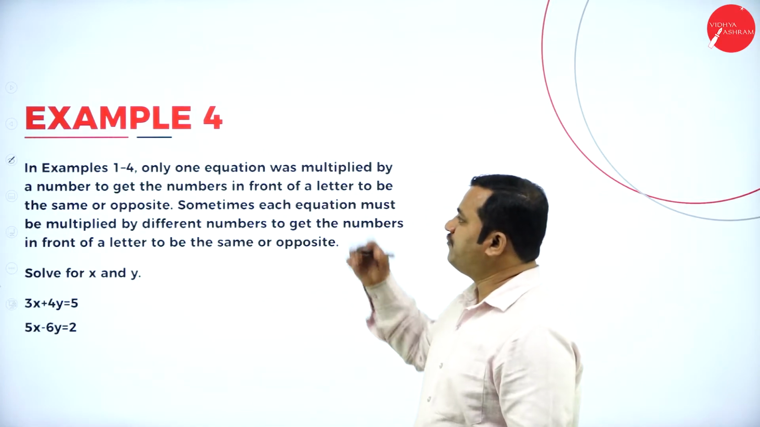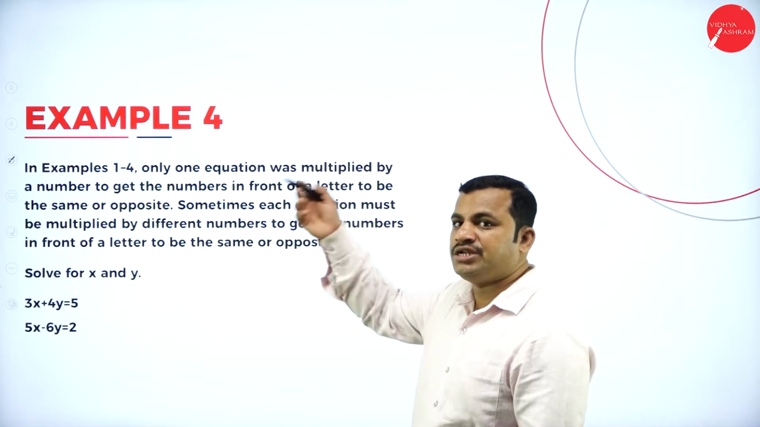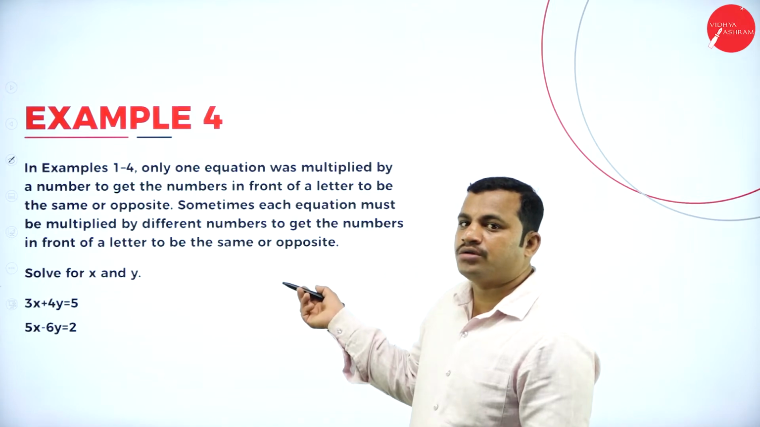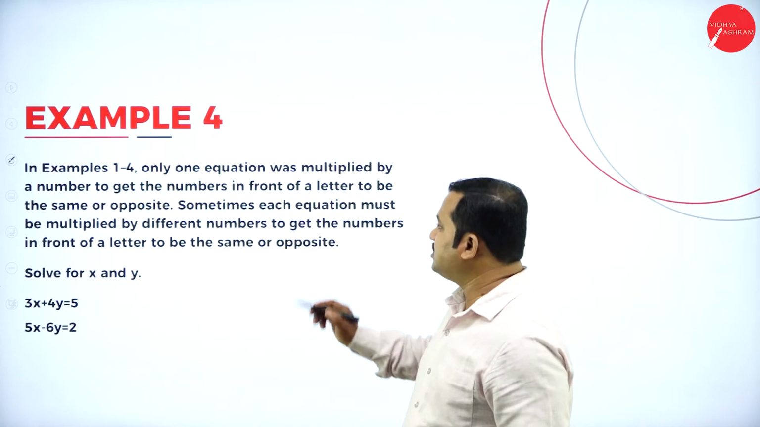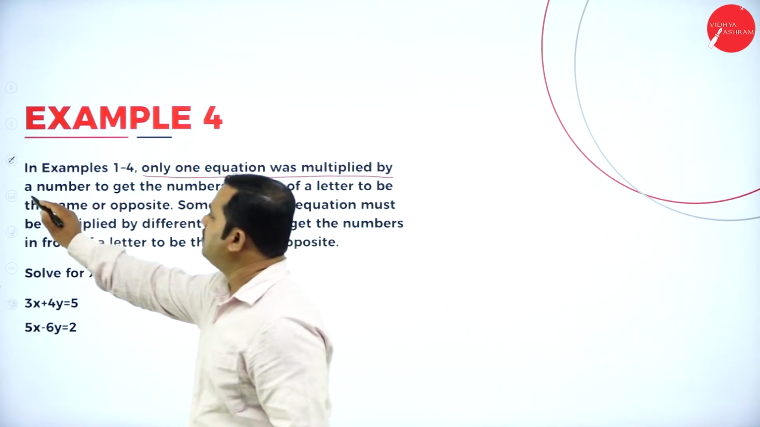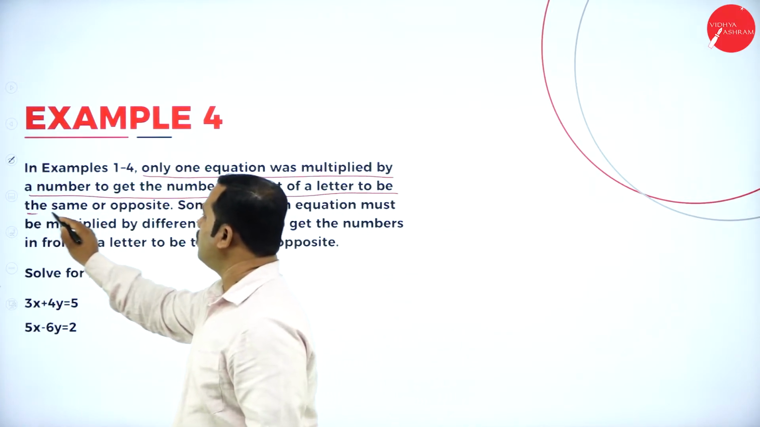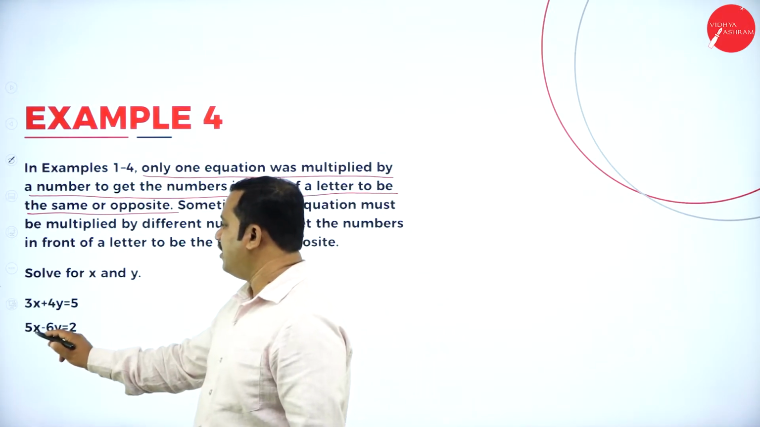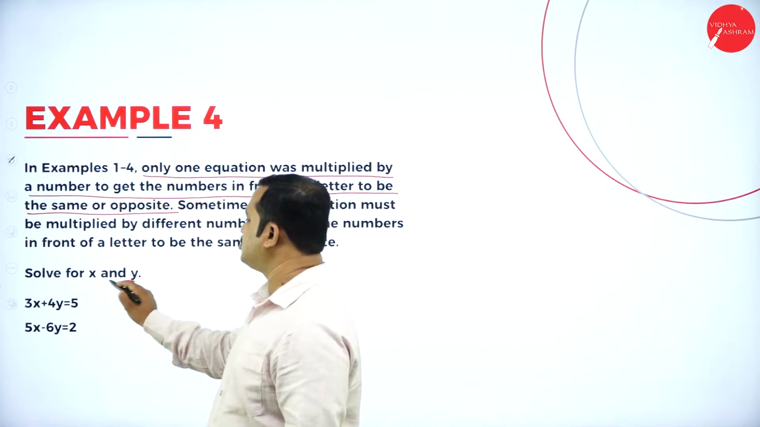Then, moving forward from example numbers 1 to 4, in the previous session you have seen examples 1, 2, 3. In today's session, you are going to see from the 4th example onward. In this case, only one equation was multiplied by a number to get the numbers in front of the letter to be the same or opposite. That is 3x plus 4y is equal to 5 and 5x minus 6y is equal to 2. So let me have this equation here.